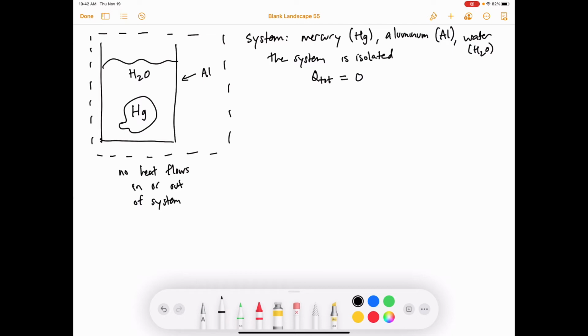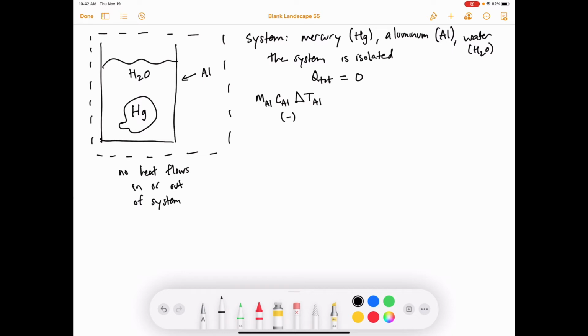So when it comes to Q total, we have a number of different terms that need to be added together. So first of all, the aluminum, it undergoes a temperature change. The aluminum is going to cool down a little bit. It goes from 20 degrees Celsius to 16.5 degrees Celsius, in fact. So the heat involved in that is the mass of the aluminum times the specific heat of the aluminum times the temperature change of the aluminum. And by the way, this is going to be something negative because the aluminum is decreasing in its temperature.